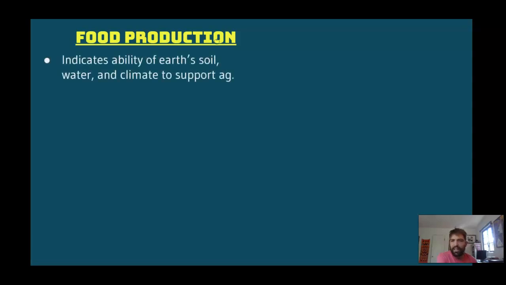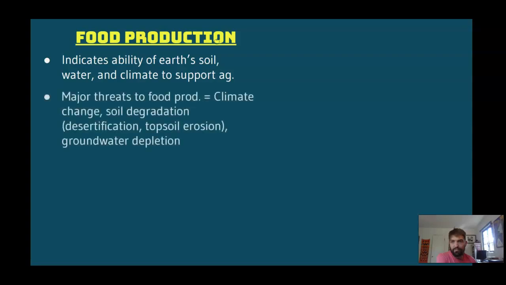Alright, food production is a huge area of sustainability because it's how much we're able to sustain as a human population in the future. And this indicates the ability of Earth's soil, water, and climate to support agriculture. So it's another big indicator. The major threats to food production are climate change, soil degradation, which we're going to get to more, which is the soil becoming a desert, the topsoil eroding, the groundwater depleting.